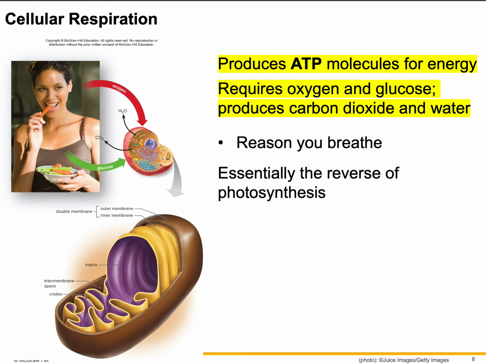It happens in the mitochondria, and I know you all know the mitochondria is the powerhouse of the cell, and it's true, it's the powerhouse of the cell. It provides us with our ATP. So ATP is what we call usable energy.